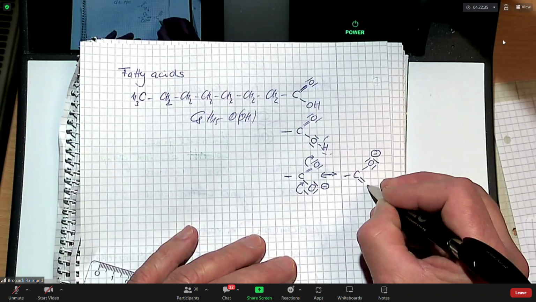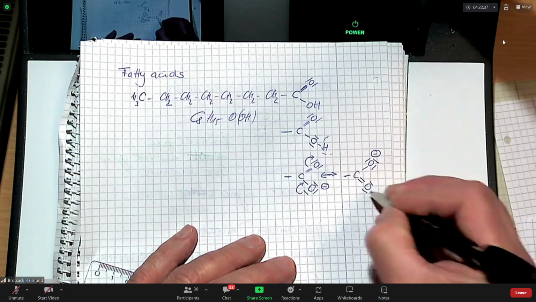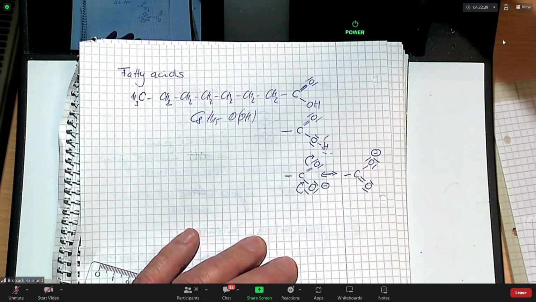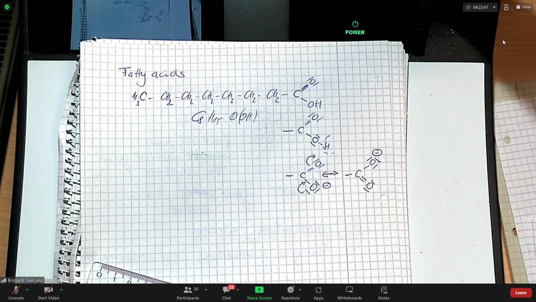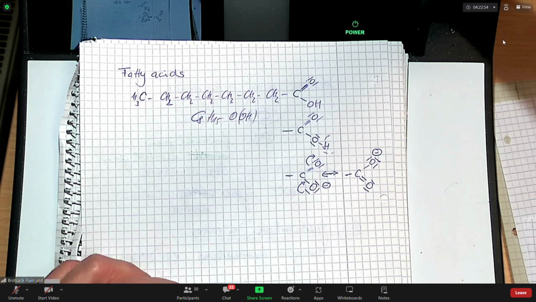Then we have to draw all pairs of electrons. And because normally carbon needs 6, now we have 1, 2, 3, 4, 5, 6, 7. That means a negative charge remains. For example, here we need it.